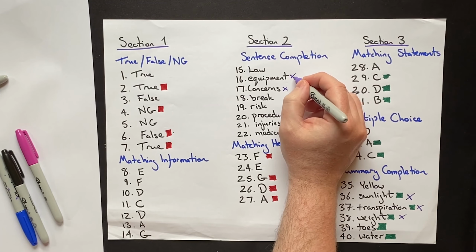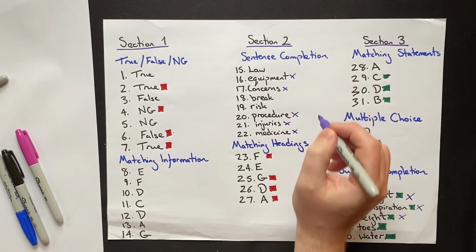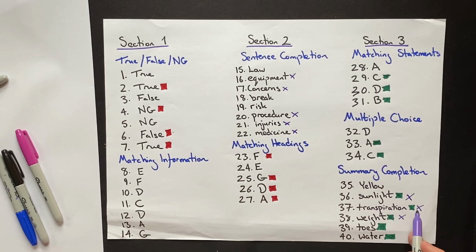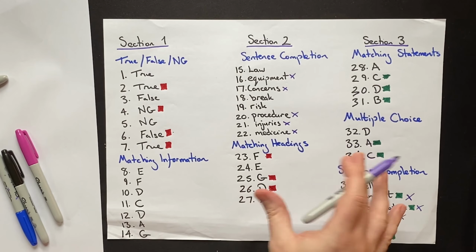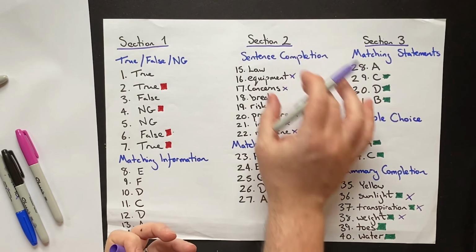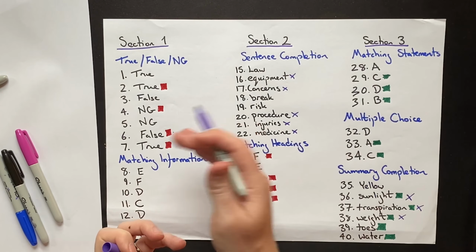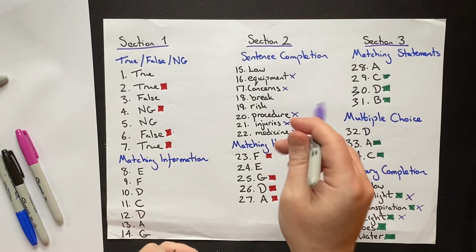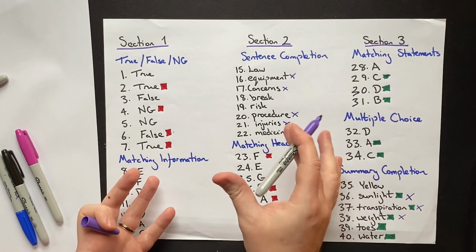However, this student spelt equipment wrong, concerns wrong. They had a problem with the spelling of procedure, injuries, sunlight, transpiration, and weight. So for this student, they do not need to work on strategy. They do not need to work on speed. They don't need to work on vocabulary or reading skills. They just need to work on spelling.